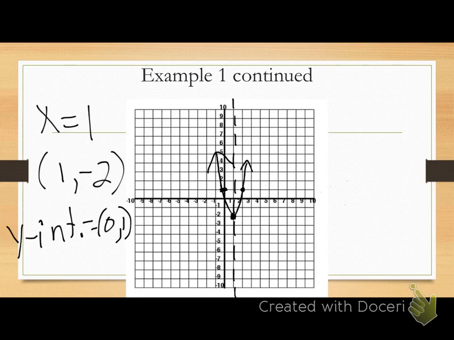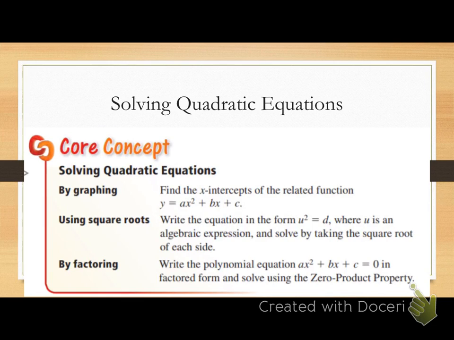All right. Let's move on to solving quadratic equations now that we know how to graph quadratic equations. Let's solve quadratic equations by graphing. So to solve by graphing, I want to graph my quadratic equation, and then I want to find the x-intercepts of the related function. So I graph my parabola. Wherever it crosses the x-axis, that's my solution. Everyone got it? We good? Ready for an example?